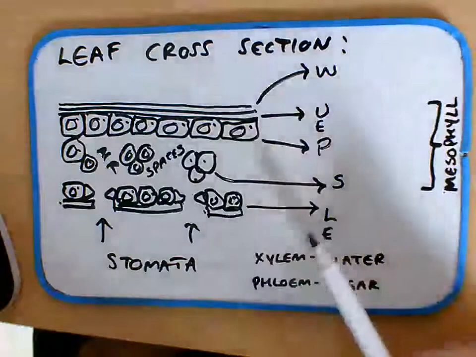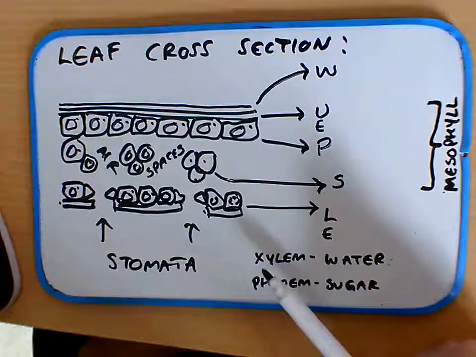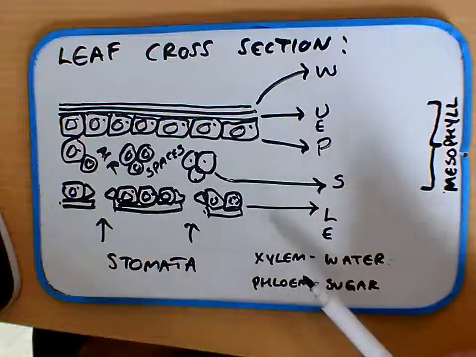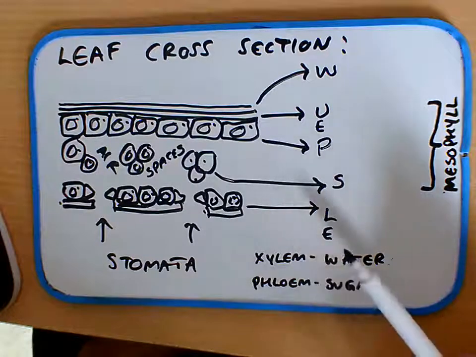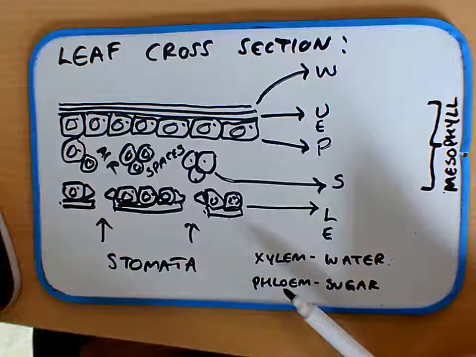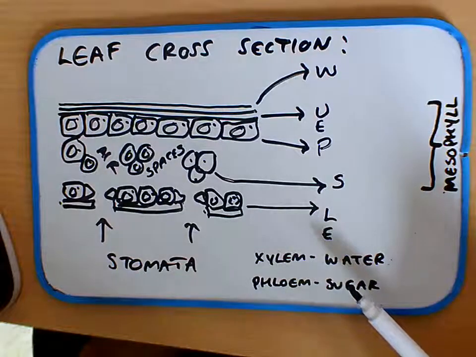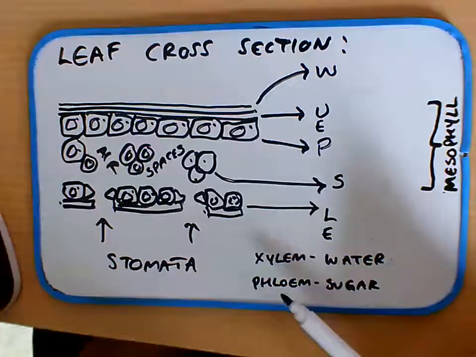Okay, now I haven't drawn them on here, but these are two here. These are like these tiny tubes, and they transport things up and down the plant, in and out of the leaves. The xylem transports water, and the phloem transports sugar. So think phloem for food.